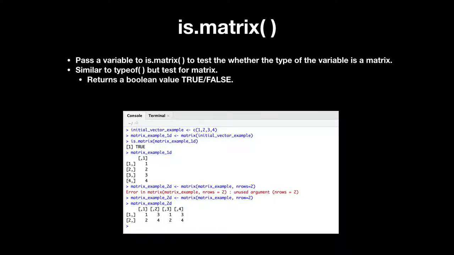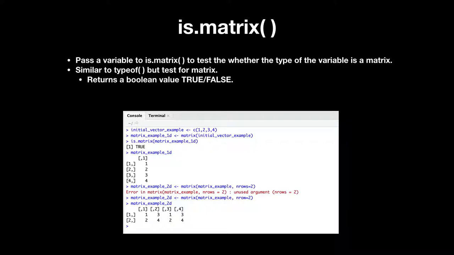Right, so moving on. We are at chapter 3.2. We're going to learn how to use the matrix function and the is.matrix function. You need to be able to pass a variable to is.matrix to test whether or not the type of variable is a matrix.